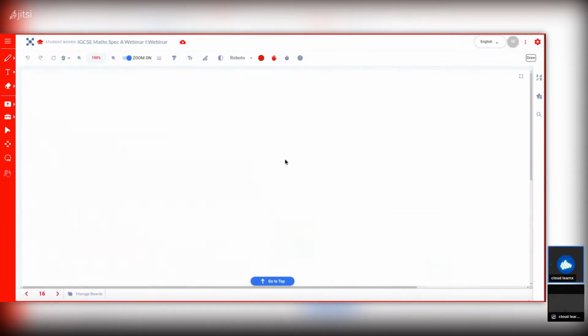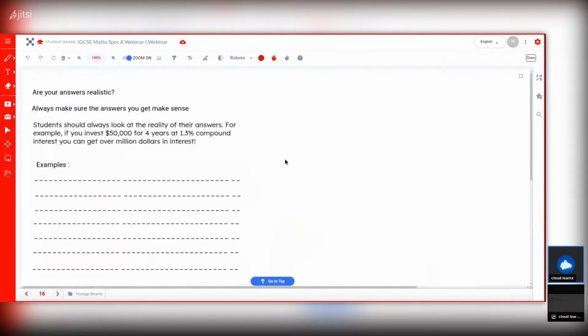Right, page 16. Okay, are your answers realistic? Now, usually, I can't say it helps too much, but this is more of a confidence thing, right? You telling yourself, okay, acknowledging or trusting what you've done. Or acknowledging that what you've done is correct.